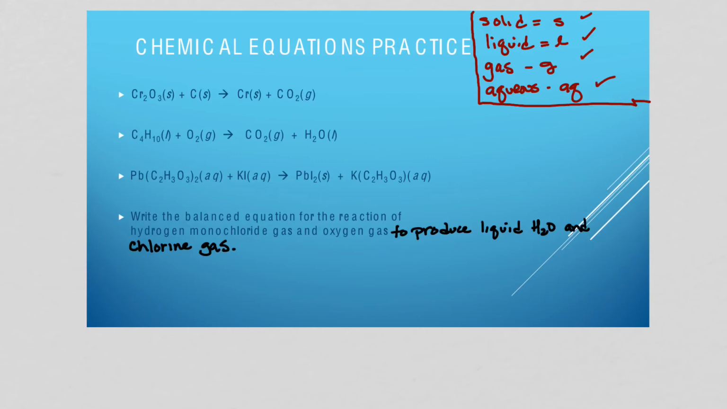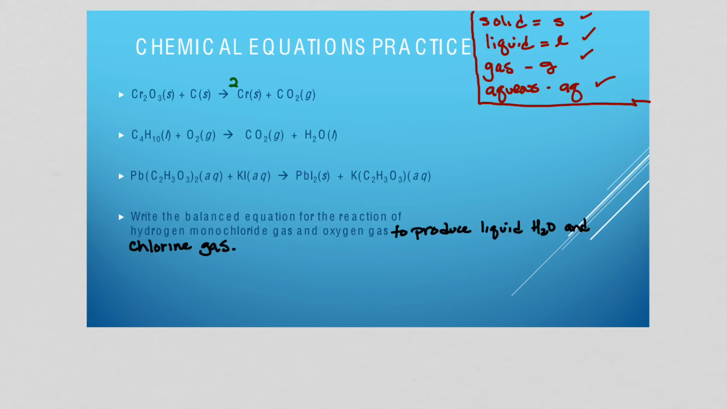So some equations are pretty straightforward, some are a little harder. So let's try this first one. So I'm going to start with the chromium. And so we have our Cr. We have 2 Crs on the reactant side, only 1 on the product. So I'm going to put a 2 here to balance the Cr to start with.